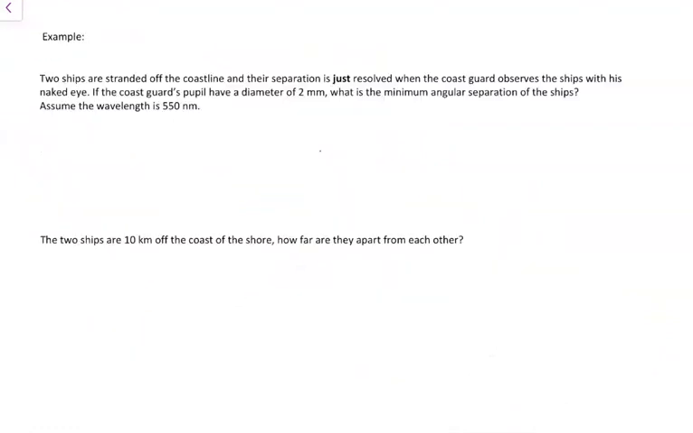All right, here's a gear up problem for resolving two objects that are far away from you and seeing them as separate. We have two ships that are stranded off the coastline, and their separation is just resolved, so we can actually see them barely as two ships when the Coast Guard observes them with his naked eye. If the Coast Guard's pupil has a diameter of 2 millimeters, what is the minimum angular separation and the minimum separation of the ships? And assume that the wavelength is 550 nanometers.